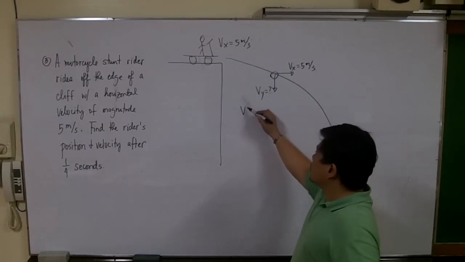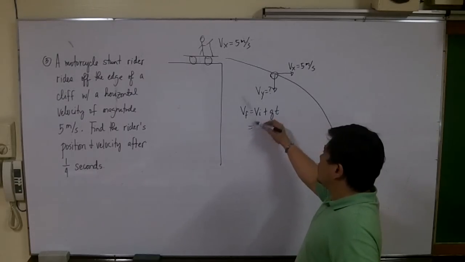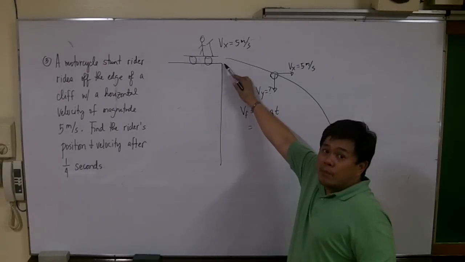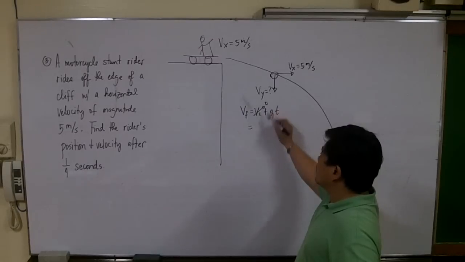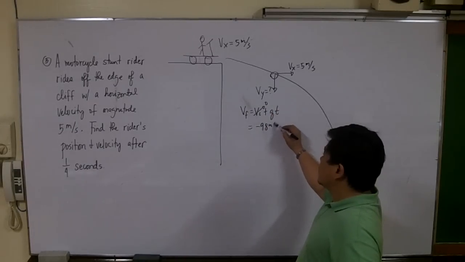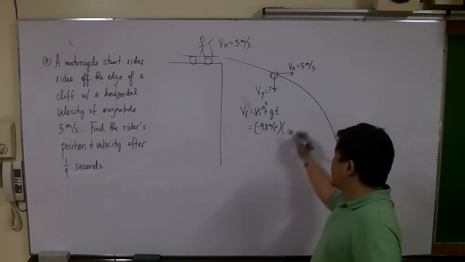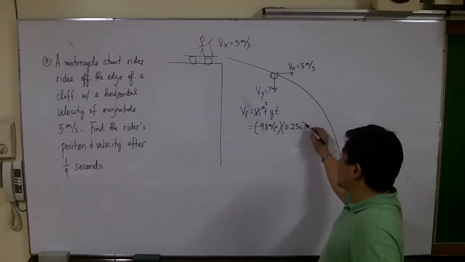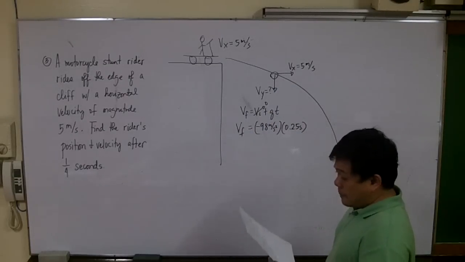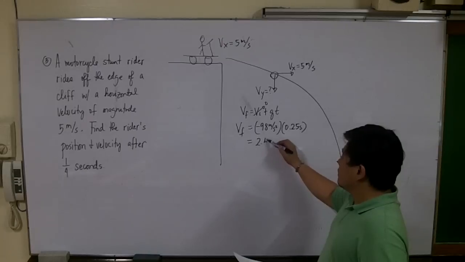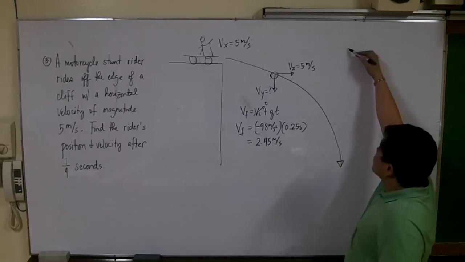To solve this, we make use of the equation Vf is equal to Vi plus gt. And we know that initially, there is no y component for the y-axis. The v sub i is equal to 0. The g is negative 9.8 meters per second squared. At this point, it took 1/4 of a second, 0.25 seconds. So somewhere here, the speed will be 2.45 meters per second.